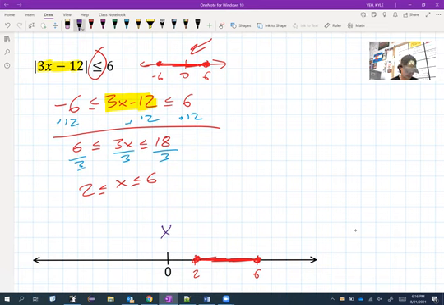Maybe I'll try 5, because 5 is kind of close to the edge. 3 times 5 is 15, minus 12 is 3. So we need absolute value of 3, which is 3. 3 is indeed less than or equal to 6, so 5 worked. We wanted it to. And how about 7? 7 shouldn't work. Let's just check it. 3 times 7 is 21. Minus 12 is 9. Absolute value of 9 is 9, which is not less than or equal to 6. 7 did not work.